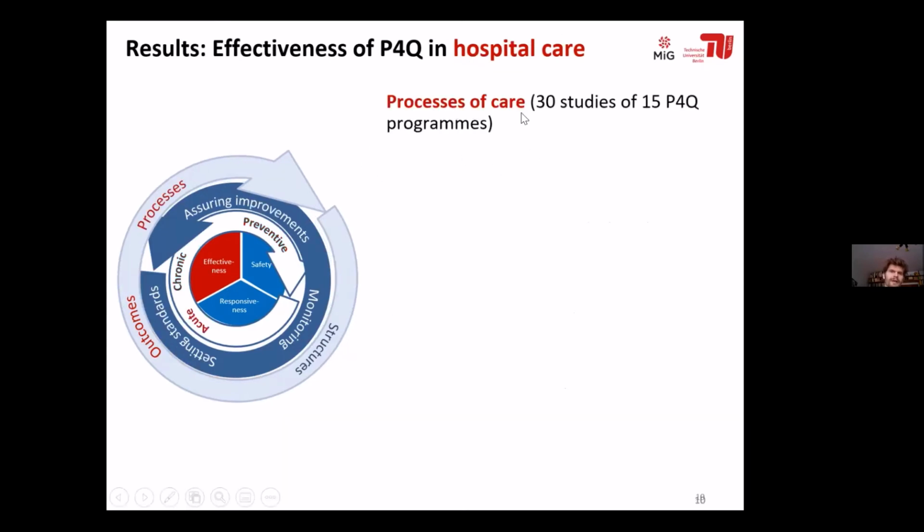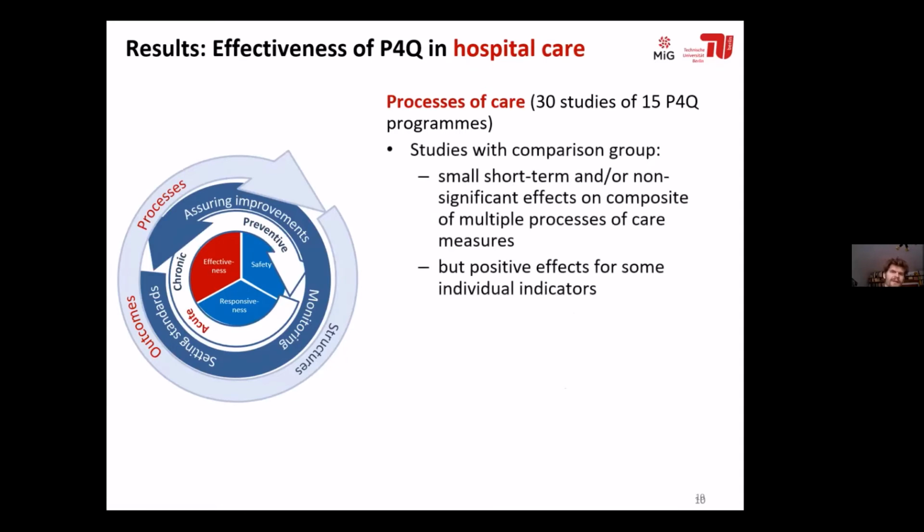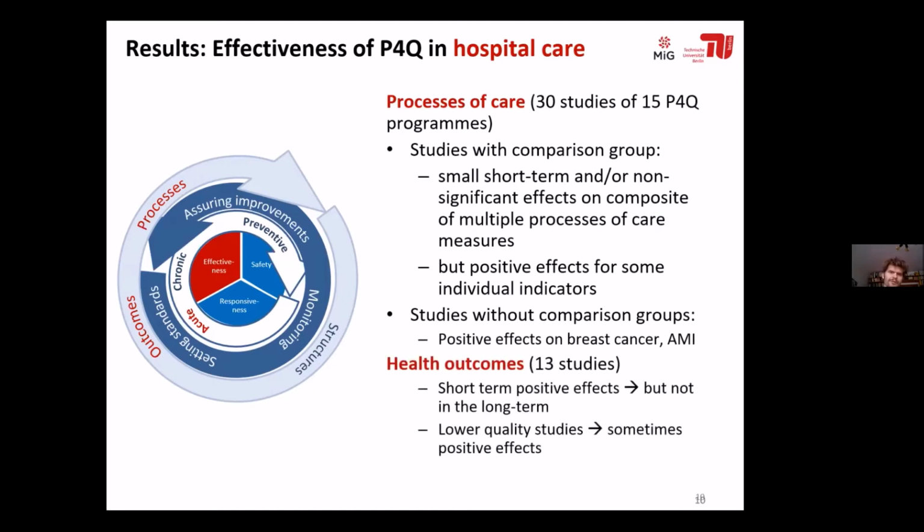In hospital care, looking at processes of care, there were 30 studies of 15 P4Q programs, and they found in studies with comparison groups, so in better designed studies, some small short-term and or non-significant effects on a composite of multiple processes of care measures, but positive effects for some individual indicators. And studies without comparison groups usually found more positive effects on breast cancer and AMI. Concerning health outcomes, there were fewer studies that in fact looked at health outcomes of care as a result of the pay for quality programs, and they found only short-term positive effects, but not in the long term. The lower quality studies sometimes found positive effects, but the better quality studies did not.